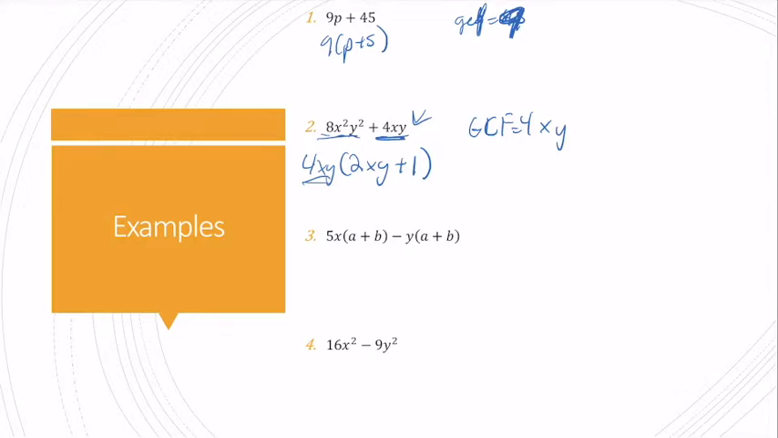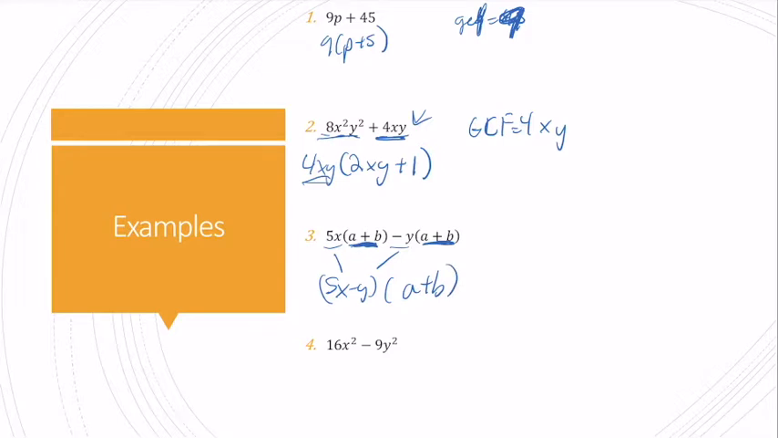Next, I have a plus b, 5x times minus y times a minus 5x times a plus b minus y times a plus b. This is going to be their greatest common factor. So I collect what they don't have in common and multiply it by what's remaining.